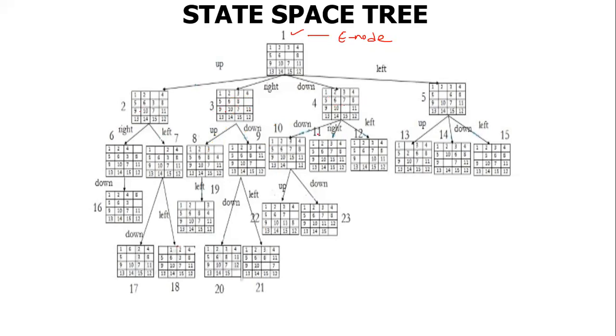And in the same way, the fourth node generates three states, and the fifth node also generates three states. Here only one possibility is there, because whenever it moves to the left, it reaches this state. There is no chance for up, no chance for left. That's why only one state is there, that is down.